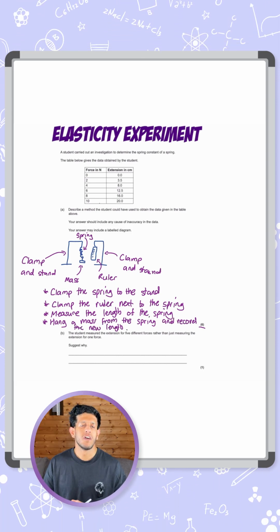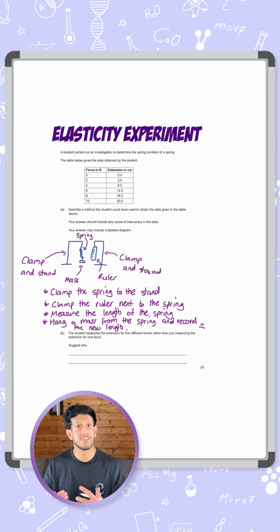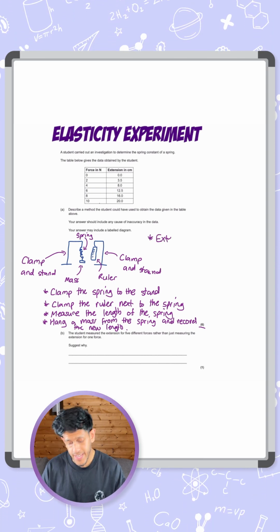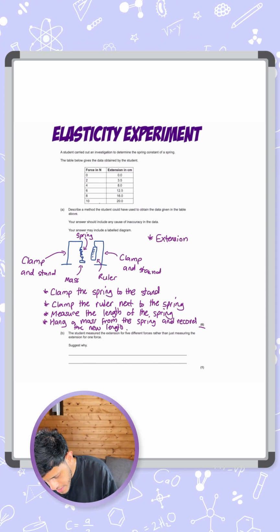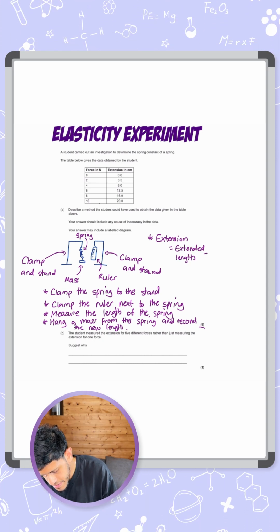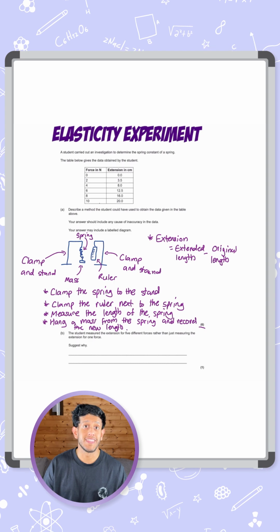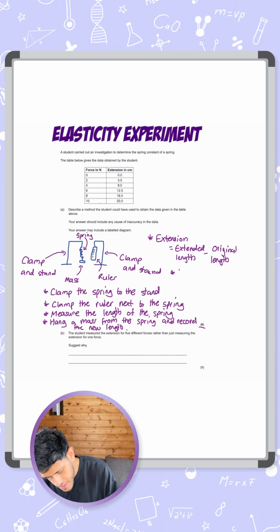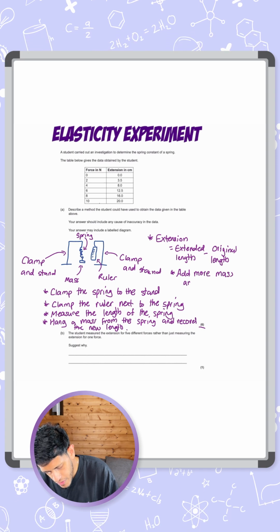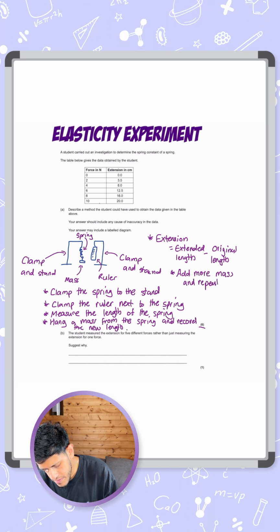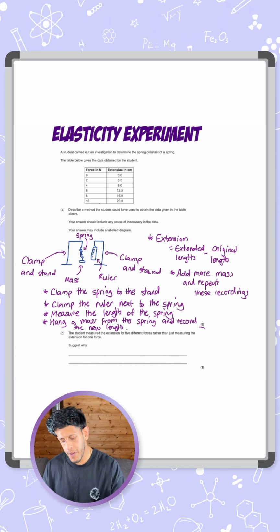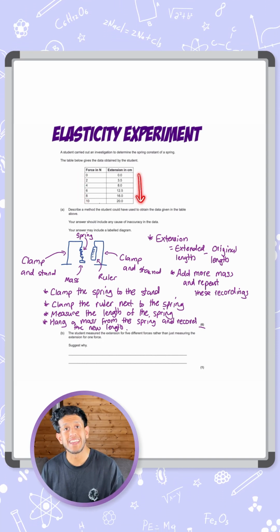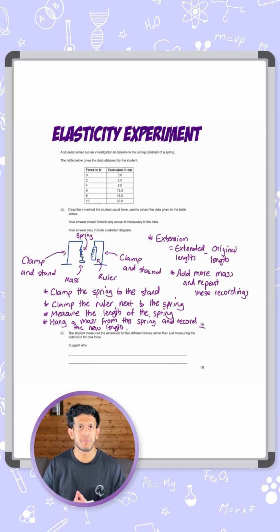So now we have an original length of the spring and then this new length. We're going to take away the 2 to work out the extension. So I'm going to say at the top here, extension equals extended length minus the original length. So we calculated the extension. So now the next thing is we're going to repeat that. So add more mass and repeat these recordings. So then we'll formulate a table that we have above with different amounts of force and their corresponding different extensions as well. So now we've shown how the experiment is going to work.